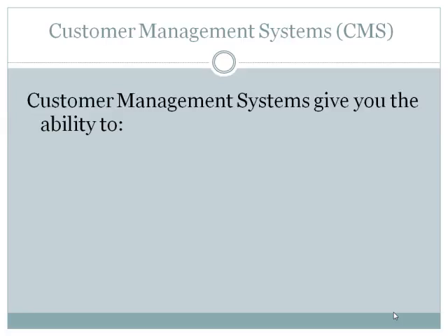So let's get started. A Customer Relationship Management System, or CRM, is also commonly known as a Customer Management System, with the abbreviation CMS. It's important to have this kind of system because it gives you the ability to have an opt-in box on your website. The opt-in box is the place where your customer is going to put their name and email address.